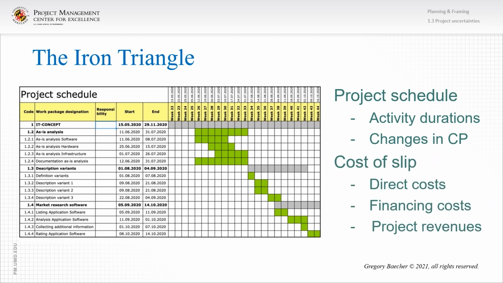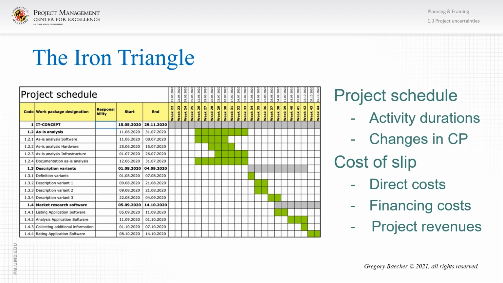How big is the cost of these slips? Project schedule, the activity durations, the changes in critical path, those have to do with probability, but how big are the consequences? And what are the consequences? Well, there's direct costs. If we take longer to do certain activities, we will have people working on that activity for longer times. They will be getting paid more money, and so the direct costs will go up.